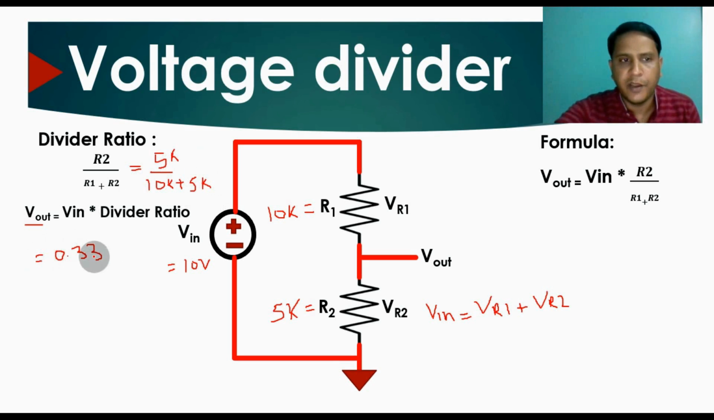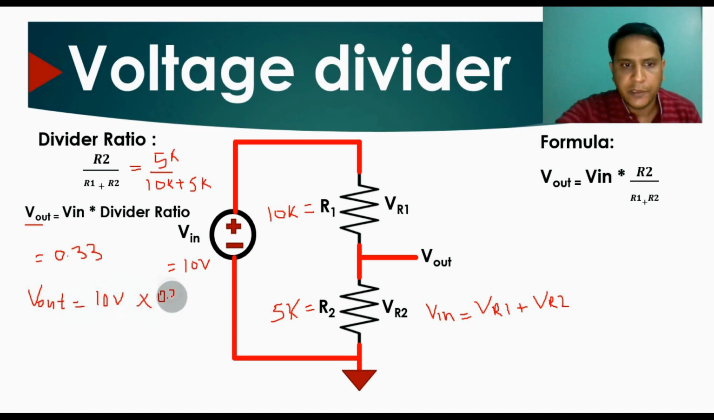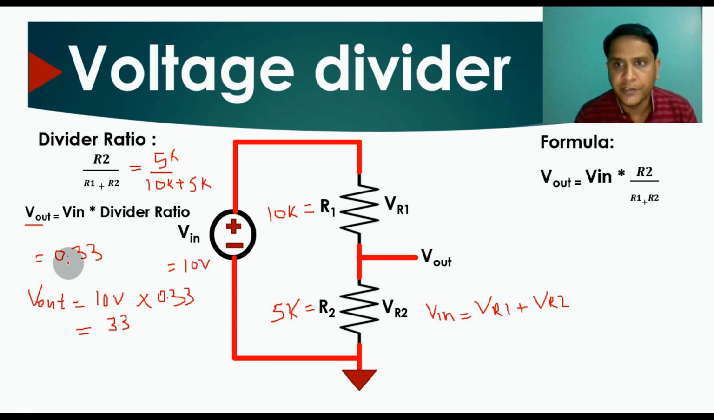Now if you want to find out V out, V out equals V in, that means 10 volt, times 0.33. So your V out equals 3.3 volt, one third of your 10 volt. So this is the first method. By using this method, you can calculate the voltage across any resistor. This is called the divider ratio method.